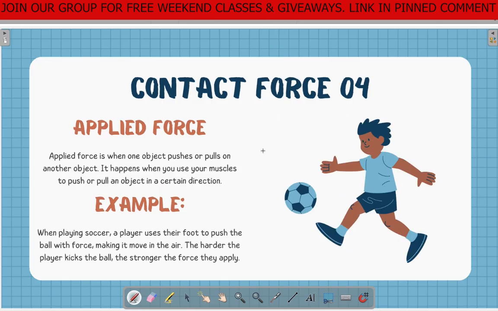Okay, and then we have applied force or muscular force. Applied force is a force when you have one object push or pull another object, right? It happens when you use your muscles to push or pull an object in a certain direction. So whenever you're applying your muscles, say you're using your power to move something, it is known as applied force or muscular force. Okay.